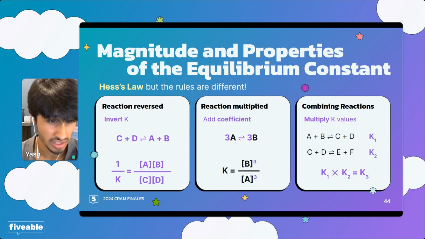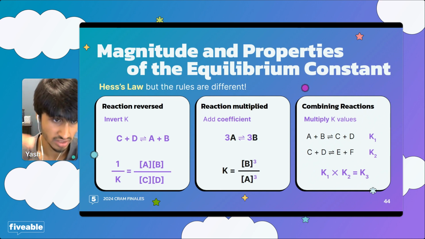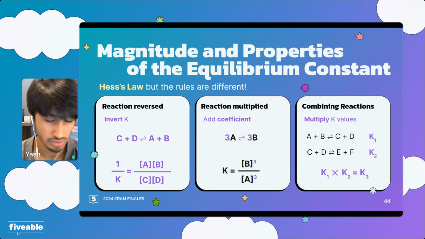In this case, instead of multiplying, you raise the whole K value to the exponent of the factor that you multiplied. In Hess's law, when you combine reactions, you just add the enthalpy values. In equilibrium, you multiply them.